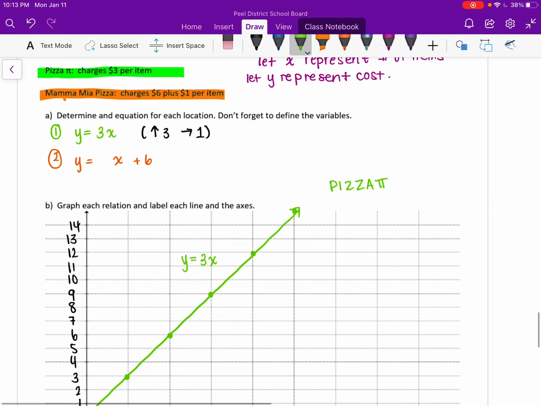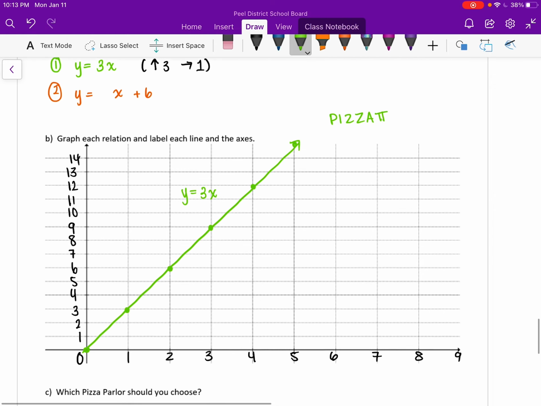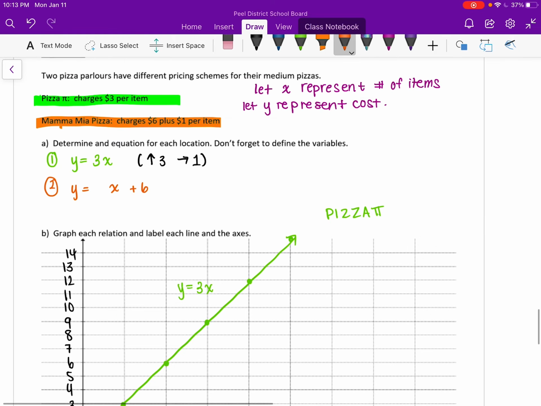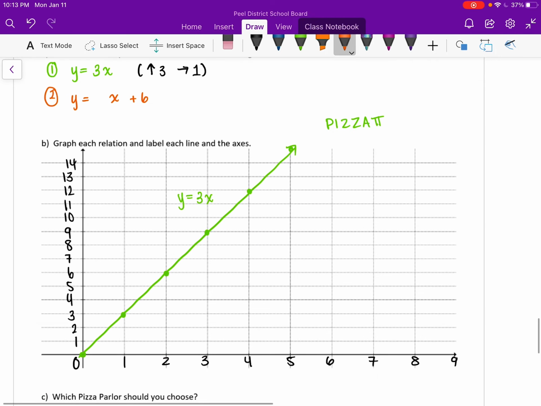Again, if you feel comfortable using a table of values, I honestly suggest using a table of values. I'm just doing this in the interest of time and in the interest of people who actually want to do it this way. Okay, so I know that if I'm going to go to Mamma Mia Pizza, even if I get no toppings, I'm going to be at 6.